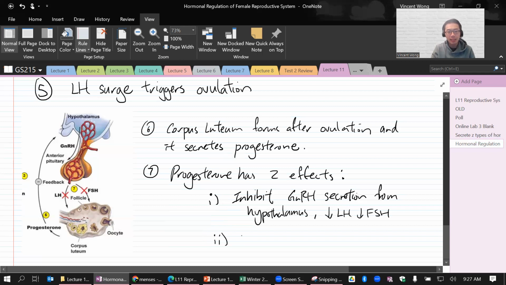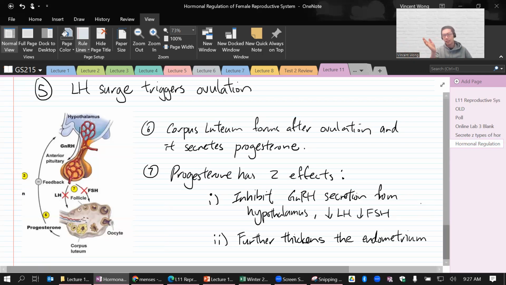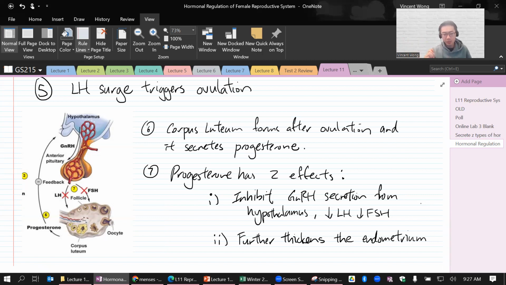And then the second effect is that it will further thicken the endometrium. Again, I am repeating the same thing over and over again. The egg is in the fallopian tube. That is where fertilization is supposed to happen, right? So your body is anticipating a potential pregnancy, which means you need to get the endometrium ready. So it further thickens the endometrium.